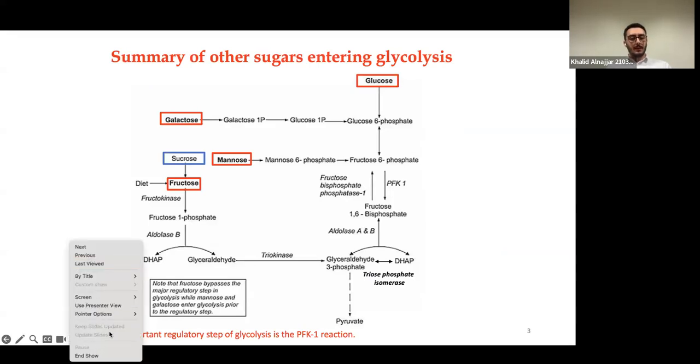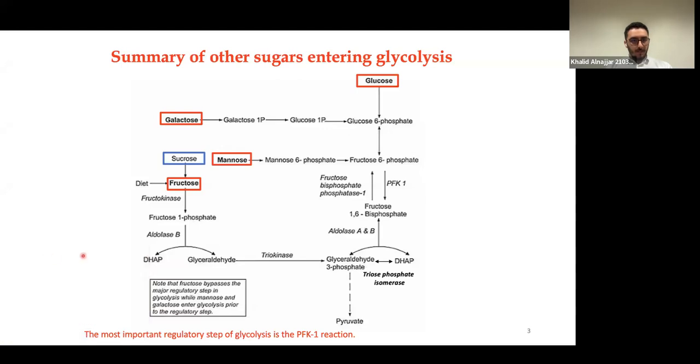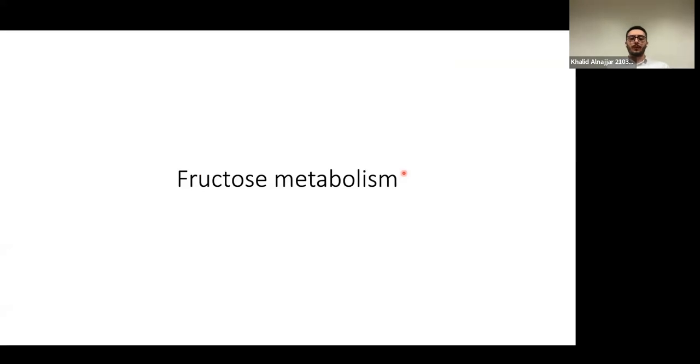I just added this slide here. It was in the doctor's slides, and let me bring the pointer. It was in the doctor's slides, and it's good to be in an introduction. Let's start with fructose metabolism.